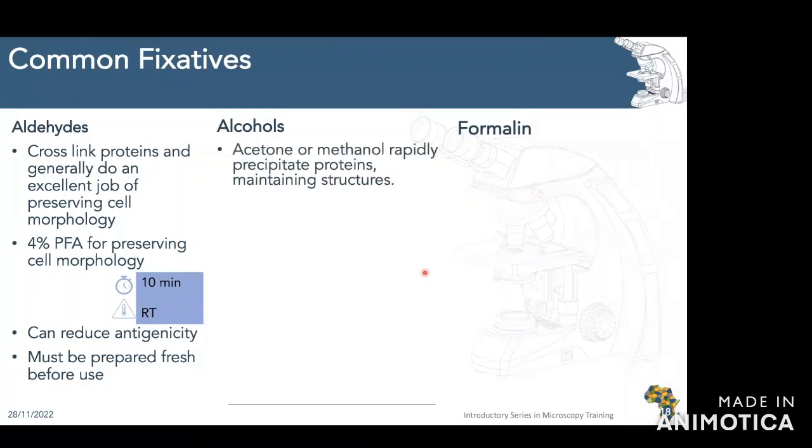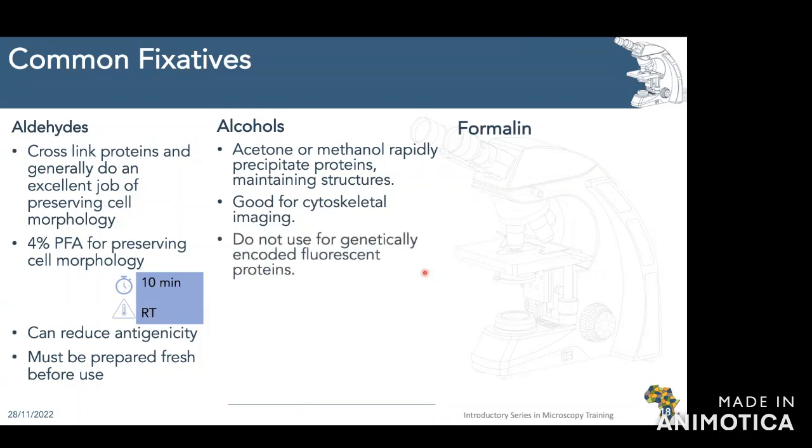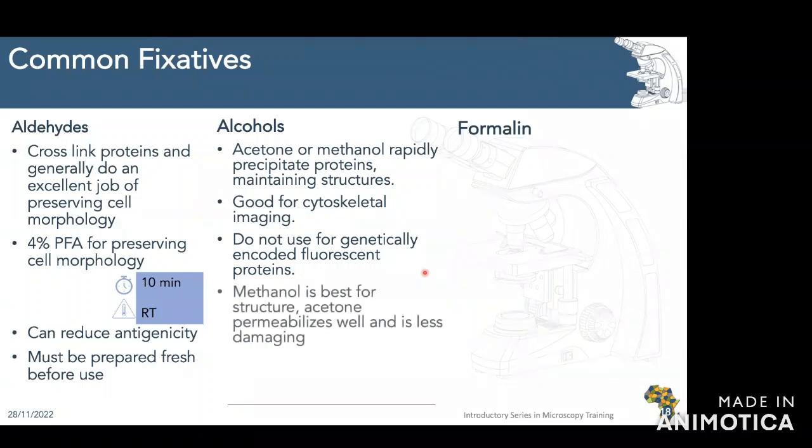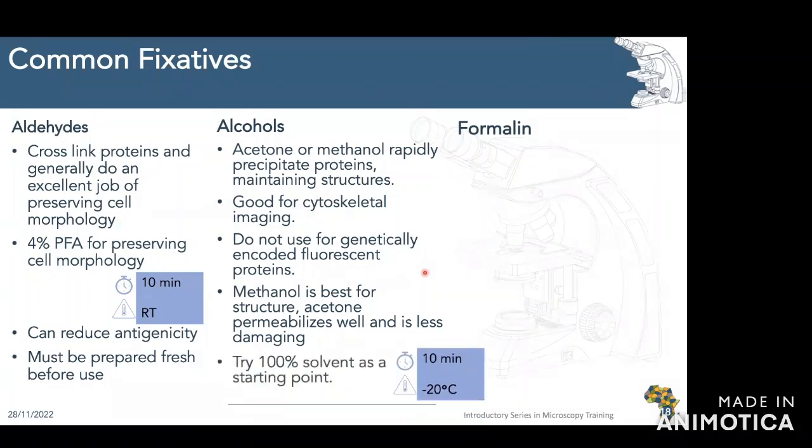Acetones or methanols also work very well as a fixative. They precipitate proteins, they maintain structures really well, especially for cytoskeletal imaging. So if you're doing that kind of work, this is a really good way to fix the sample. If you have anything that is genetically encoded, a GFP or any genetically encoded fluorescent proteins, do not use any alcohol fixative, because this will dampen the fluorescence. Methanol works very well for structure. Acetone permeabilizes as well and is a little bit less damaging than methanol, so just keep that in mind. It's good to just try 100% as a starting point for 10 minutes, remembering that it needs to be ice cold. So usually we just put it in at -20 degrees.